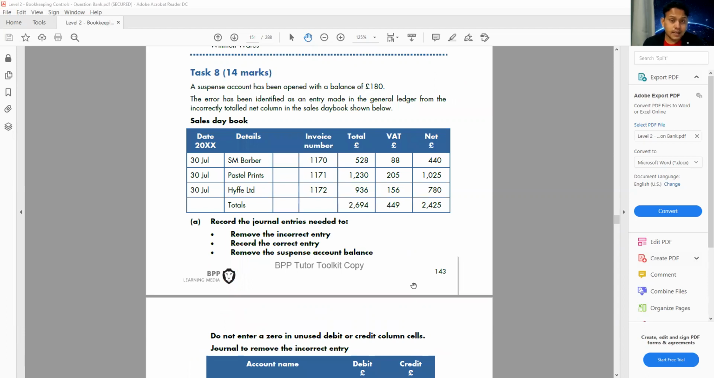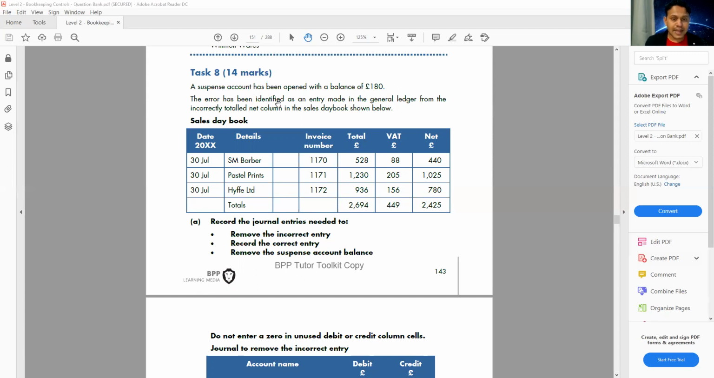This question is about errors and the trial balance. This question will always be in the exam, so make sure you understand that. The first question says a suspense account has been opened with a balance of 180. So one suspense account is created, but we don't know whether it is a debit balance or a credit balance. The question only says a suspense account of 180 is created.